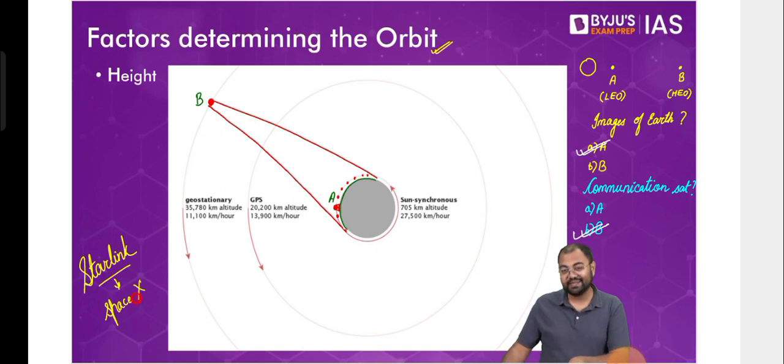So that is why communication satellites largely will be kept at B, and the satellites which are kept for images and videos and Earth observation largely will be kept at A. So that's why height becomes a very, very important factor.